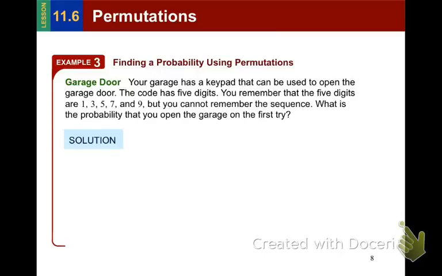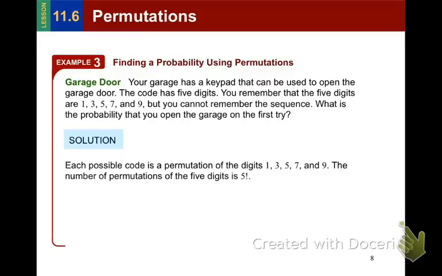Your garage has a keypad used to open the garage door. The code has 5 digits. You remember that the 5 digits are 1, 3, 5, 7, and 9, right? So that eliminates some of the total possibilities because we know there's 10 digits if we didn't know that. So we want to figure out how many possible ways we can arrange these numbers.